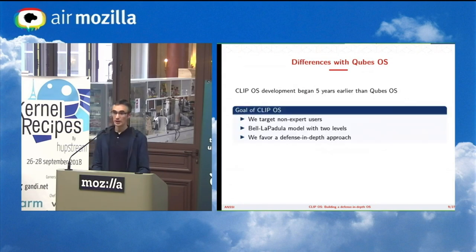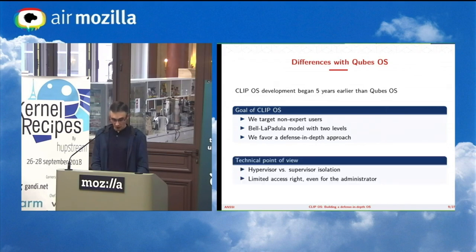The main goal of QubesOS is to target non-expert users, whereas we want this workstation to be usable for office tasks. We want it to follow the Bell-LaPadula model, which means having mainly two levels for the user, which is easier to understand and to use. And we favor a defense-in-depth approach, which means that we want every layer of the system to be hardened and as secure as possible, with multiple layers of security. From a technical point of view, Qubes is mainly based on a hypervisor, currently Xen. And ClipOS only relies on the Linux kernel isolation primitives, but we also add multiple features.